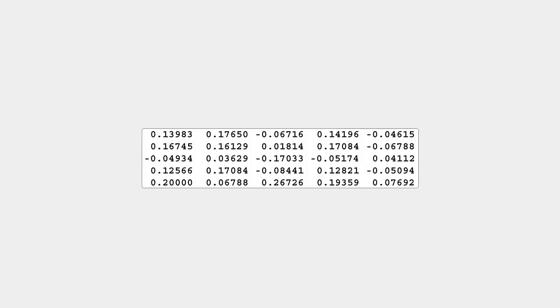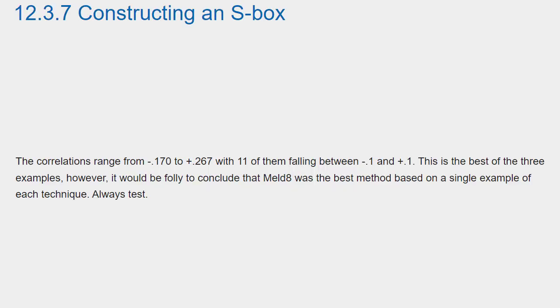generated with the modulus n equals 90392754,973, the multiplier m equals 23165,801, and the seed s is 217934. The resulting correlation coefficients are: the correlations range from minus 0.170 to plus 0.267, with 11 of them falling between minus 0.1 and plus 0.1. This is the best of the three examples.